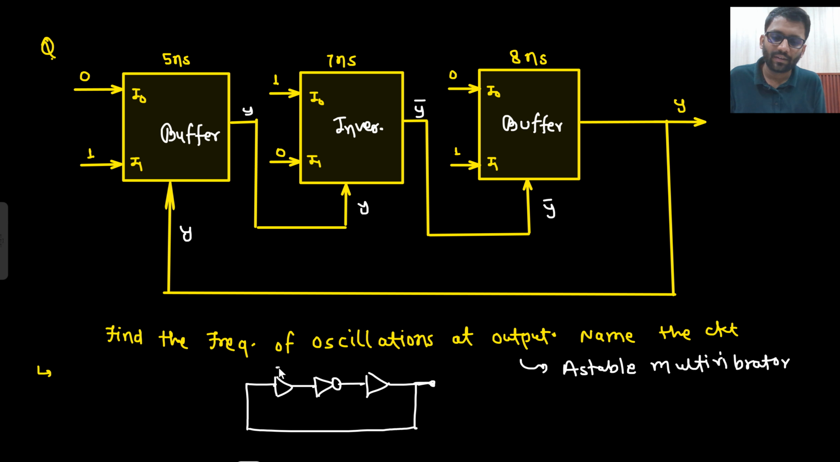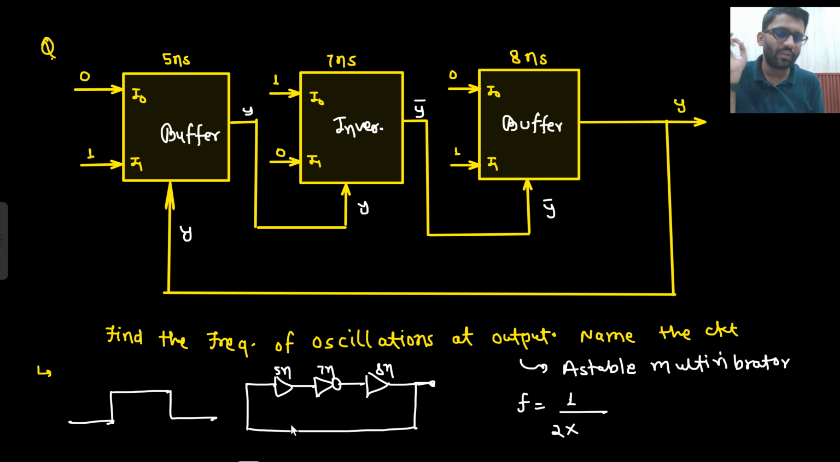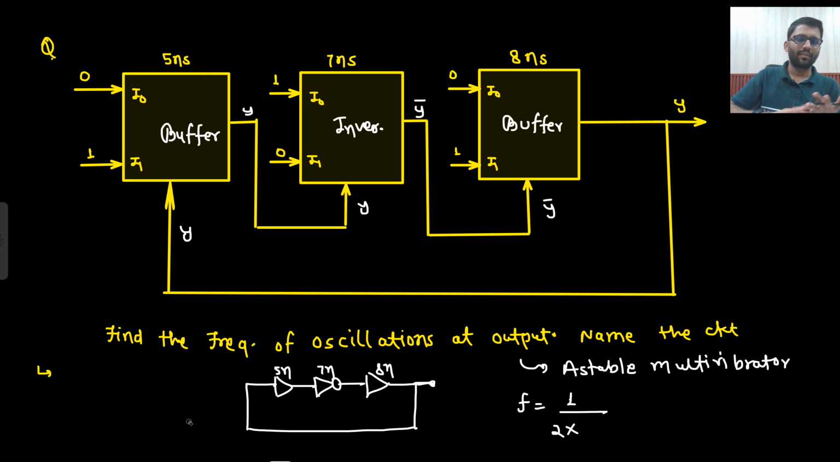And what are all the delays? 5, 7 and 8. So what would be your answer? What do you think? What will be the frequency of oscillations? Frequency of oscillation will be 1 by 2 into total delay. Never forget this 2. A lot of times people forget this 2. They will just add up the delays and take 1 by that delay. But you need to remember 0 will come for that much time, 1 will come for that much time. Then again 0 will come for that much time, 1 will come for that much time. So you need to remember that.